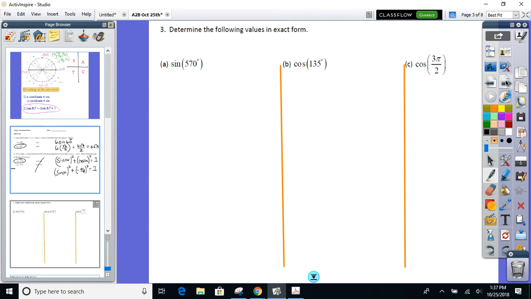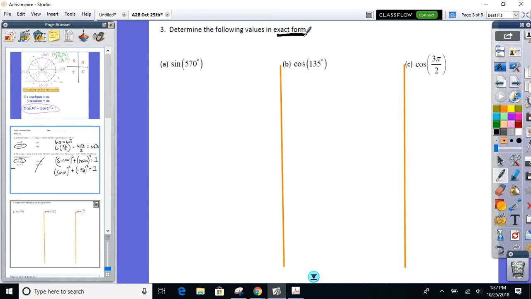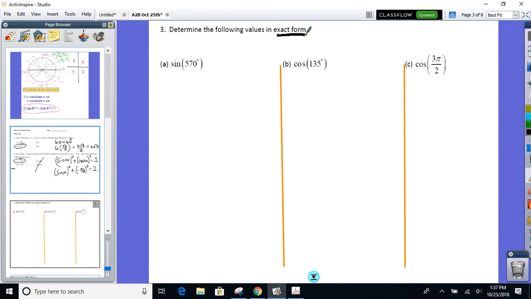And here's where we really drop some knowledge on each other right now. Find the exact form, no sloppy decimals. I either want radicals, fractions, or both. Sine of 570. Your first job. What quadrant are you in? 570. Ooh. All the way around. Where are we? Third, okay. What do you know about sine in the third? It's negative, so at least I should know my final answer is going to be negative.